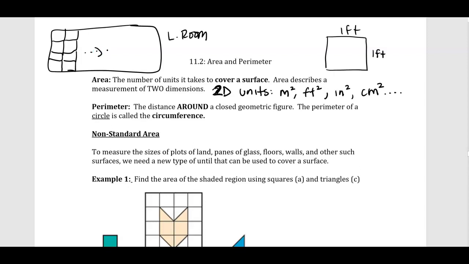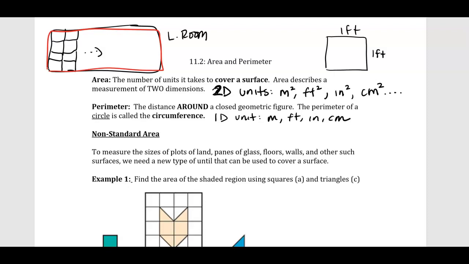Versus perimeter, which would be the distance around something. So perimeter is a one-dimensional unit. So we measure perimeter in units like meters or feet or inches or centimeters. So if you wanted to know the perimeter around your living room, maybe because you're putting some wood molding around the floor, you would measure that in just linear units like feet or meters or inches or centimeters.